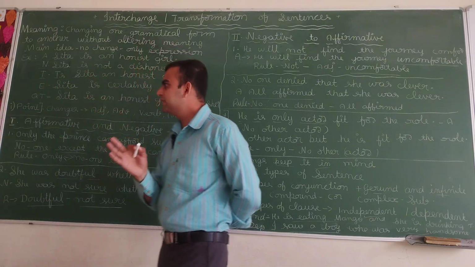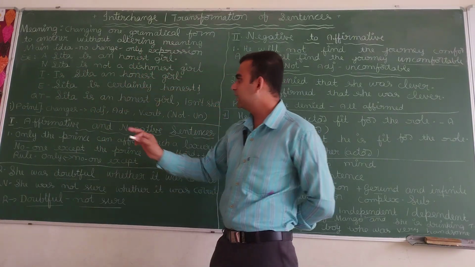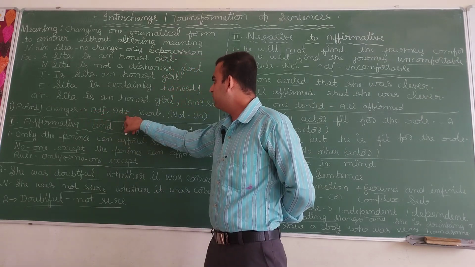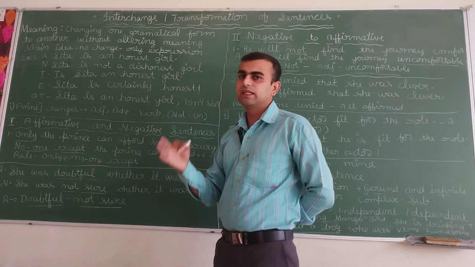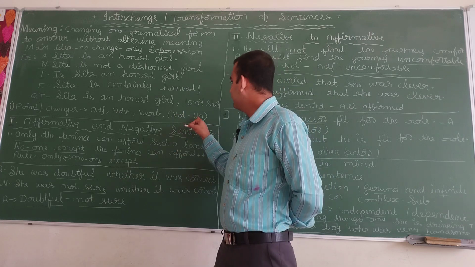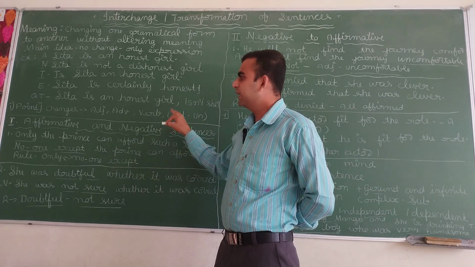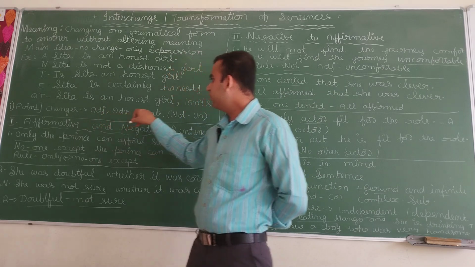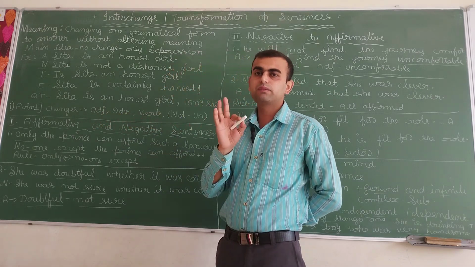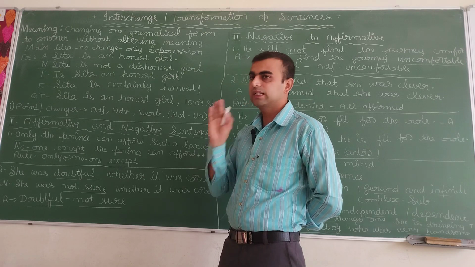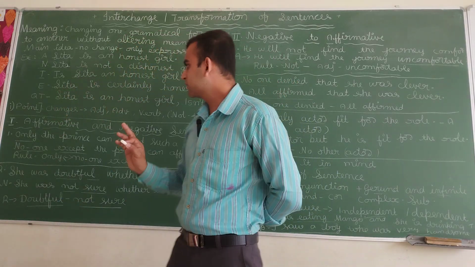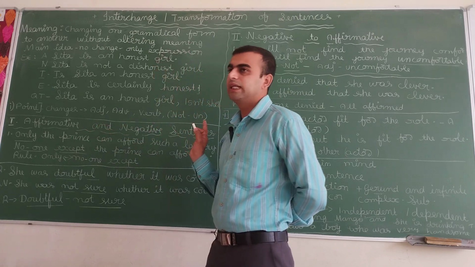When we change a sentence from one form to another, the changes take place either in the adjective or adverb or verb. Verb means we add not or we will add a prefix to the verb. The changes take place either in the adjective or adverb or verb in transformation or interchange of sentences. Now we are going to learn first affirmative and negative sentences.